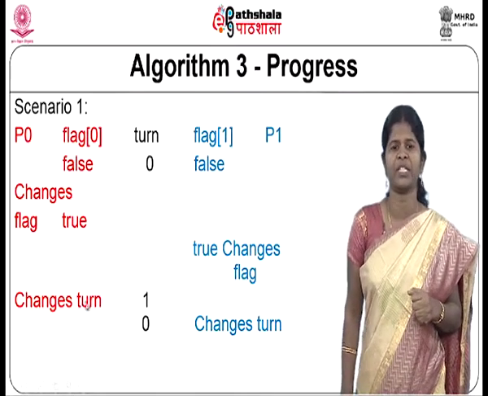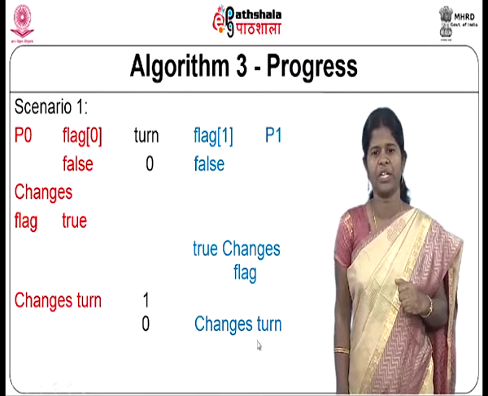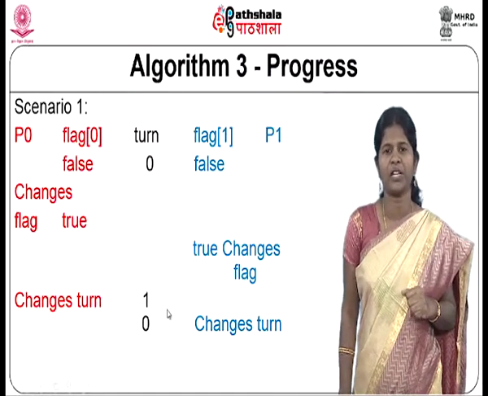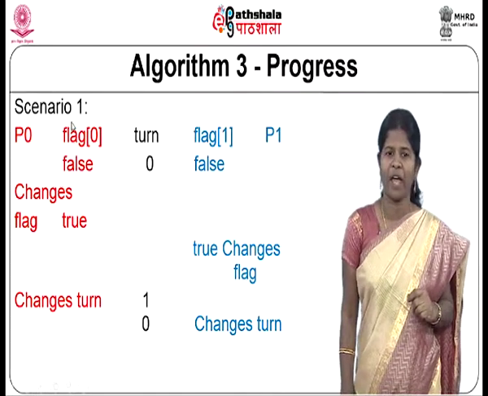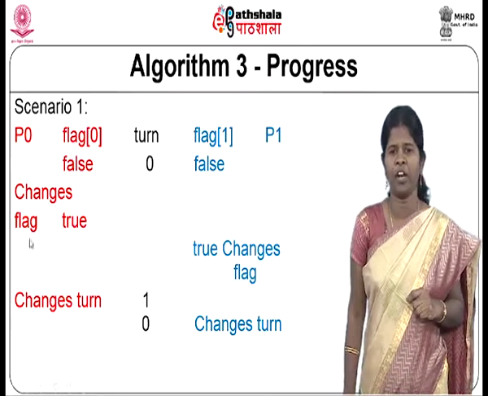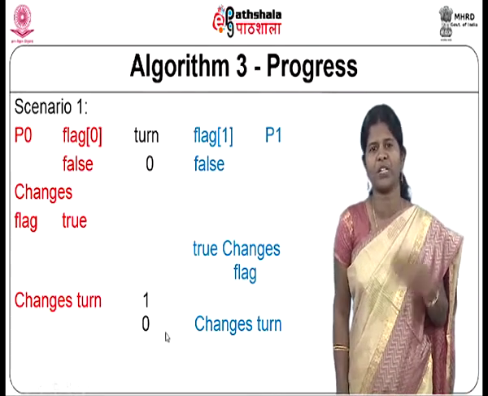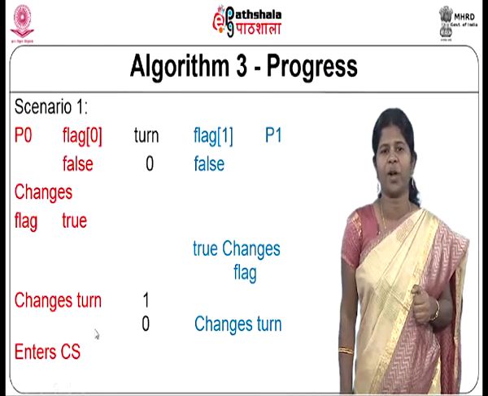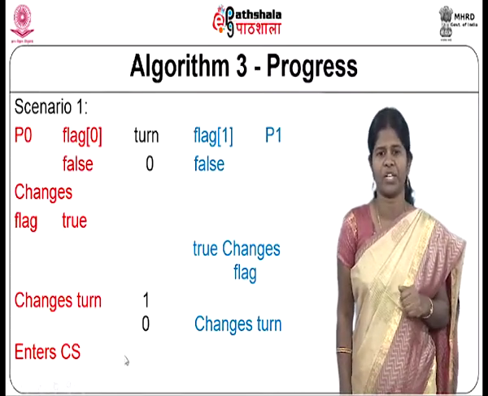Say P0 changes the turn first in this case and it changes the value of turn to 1, and then P1 changes the value of turn to 0. So, now who should enter critical section? The value of turn is equal to 0, the value of flag of 0 is equal to true, the value of flag of 1 is also equal to true. So, when P0 checks the value of turn, it will find that the value of turn is not equal to the turn of the other process. So, the condition fails for P0 and the while condition is false for P0 and P0 enters critical section.